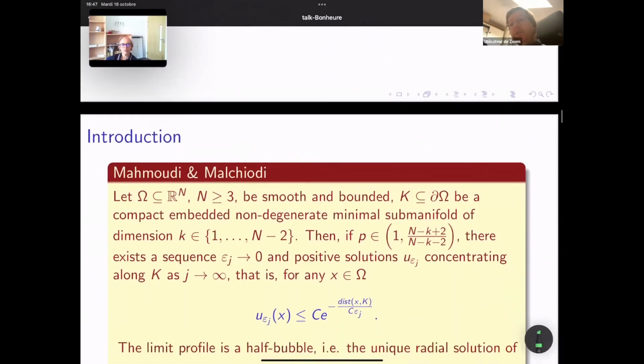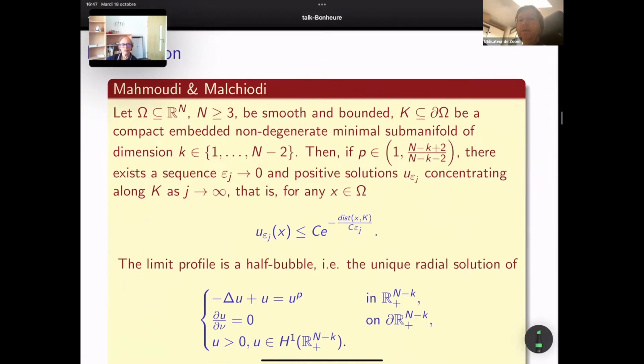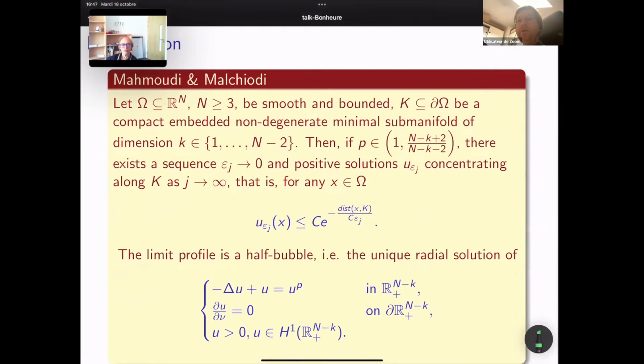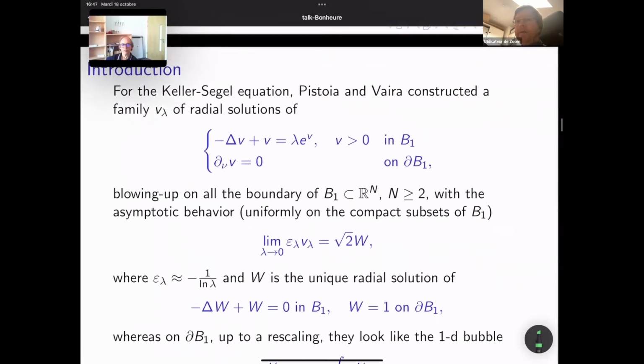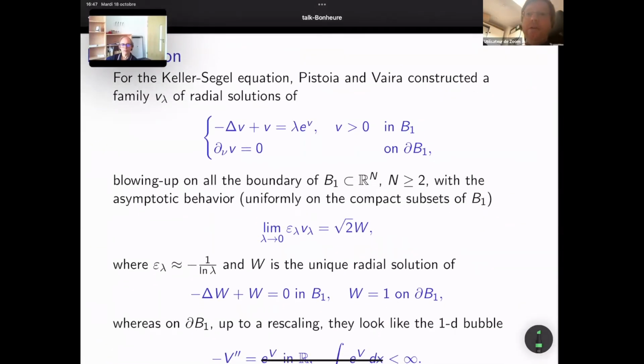Now, in fact, there are more exotic results of that kind. I will not describe them in full detail, but you can also build solutions which concentrate on higher dimensional sets, for instance on a degenerate minimal submanifold. This is a result of Mahmoudi and Malchiodi. And let me mention also the Keller-Segel equation. So you have lambda epsilon v. In this case, one interesting parameter to play with is the parameter lambda.